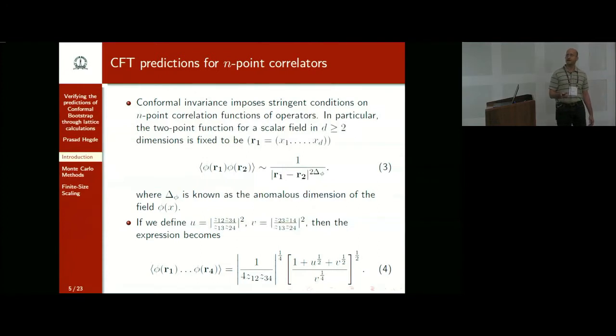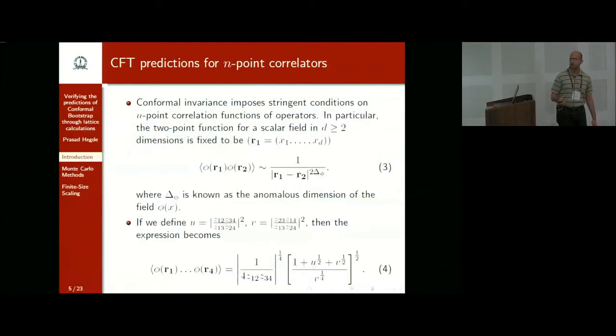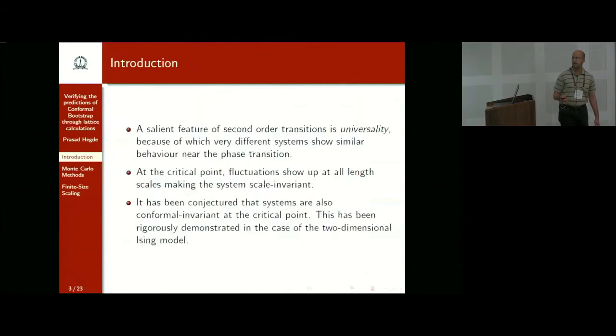And what happens is if I take this limit in which I bunch these points into two groups of 2, then I get a function of a composite operator phi squared. And now what happens is all that survives when I do this bunching, for example, is that u goes to 0 and v goes to 1.